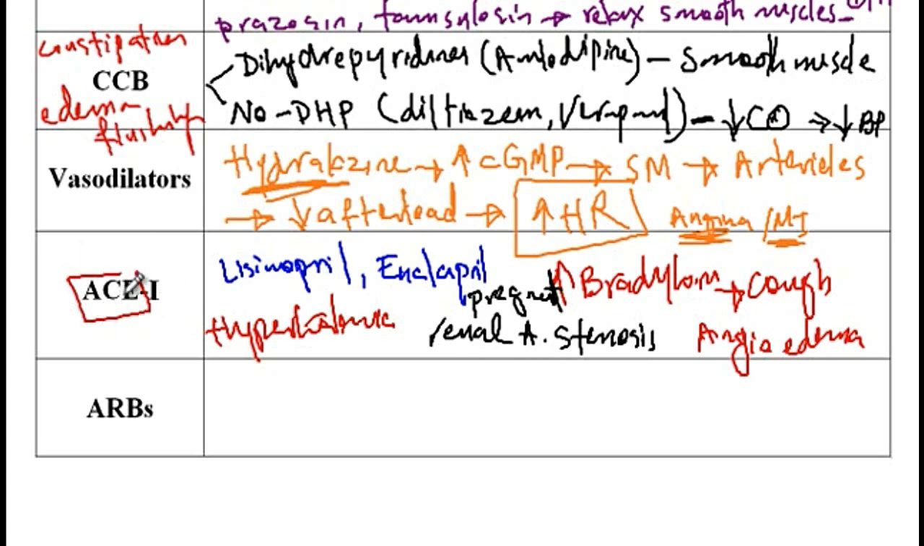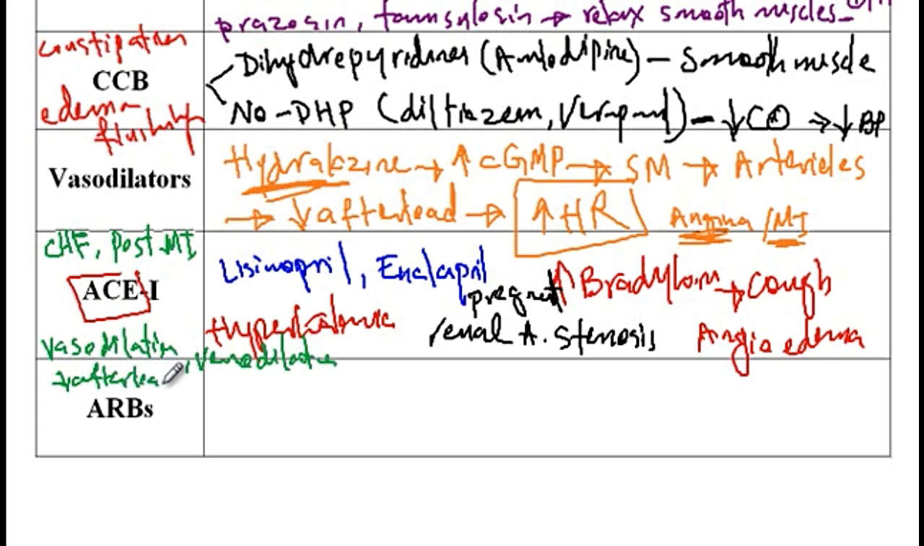However, these classes of medications are extremely good for patients that have congestive heart failure or are post-myocardial infarction, by the fact that they cause both vasodilation and venodilation. So by vasodilation, ACE inhibitors will decrease the afterload and the work of the heart.